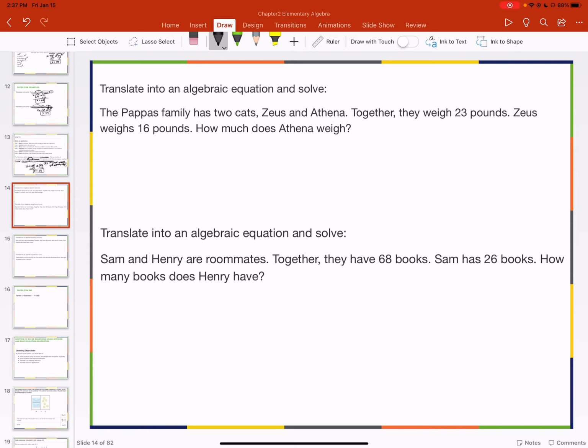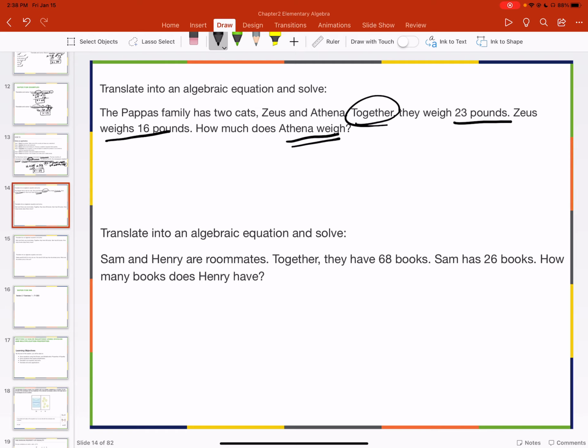The Pappas family has two cats, Zeus and Athena. Together, so this is another keyword, together they weigh 23 pounds. Zeus weighs 16 pounds. How much does Athena weigh? So again, if you think you got it, feel free to push pause and write your interpretation down, and then let's see if we match, okay?